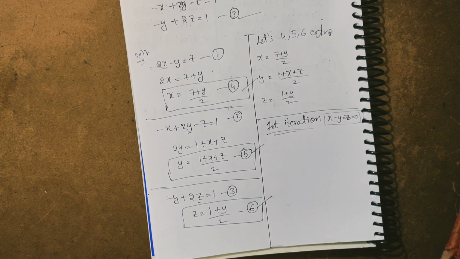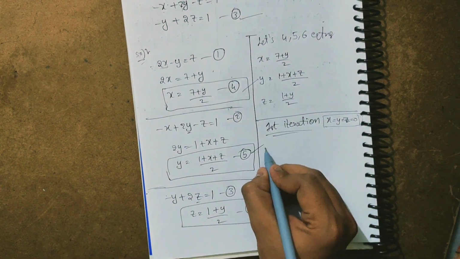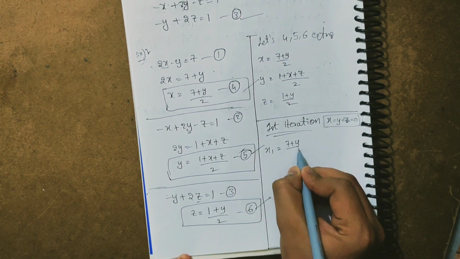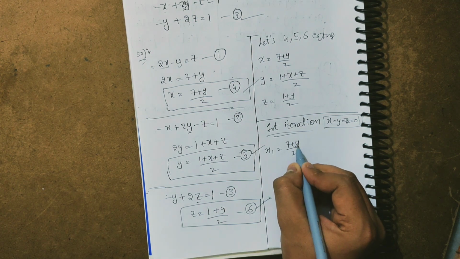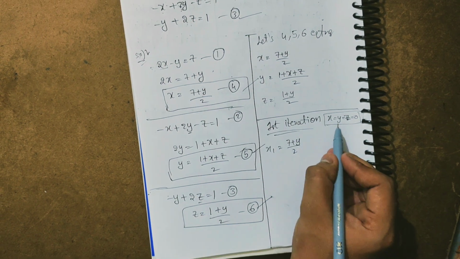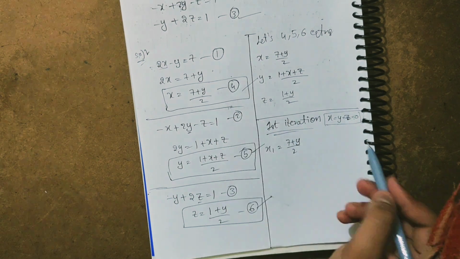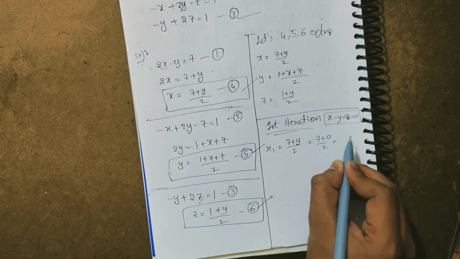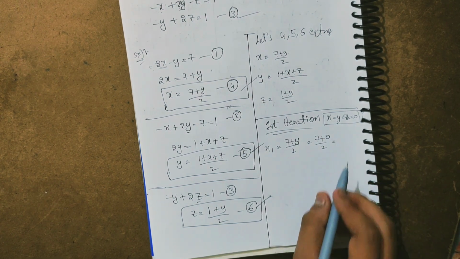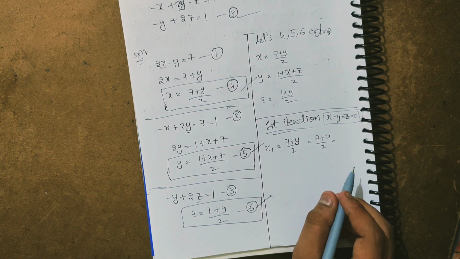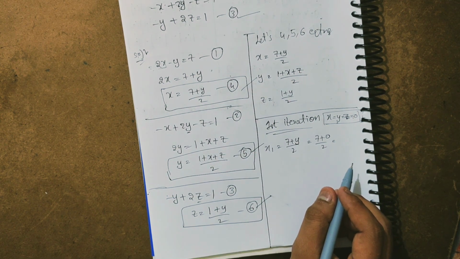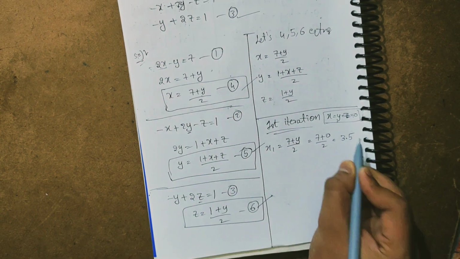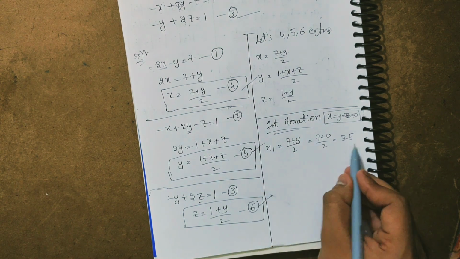Okay, so let's see x1. x1 equal to 7 plus y by 2. In this, which y value do we have to substitute? We don't have any other y values, right? We should take y equal to 0. Then 7 plus 0 by 2, that is 7 by 2. So what will be 7 by 2? It will be 3.5. Okay, this is the x1 value.